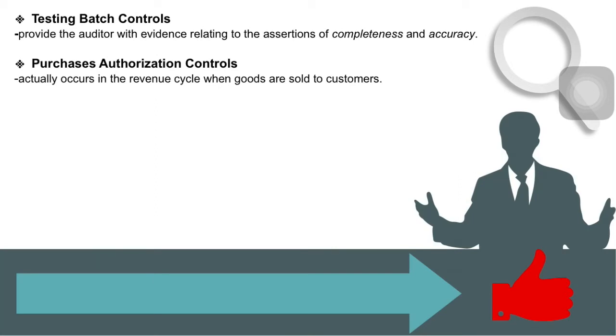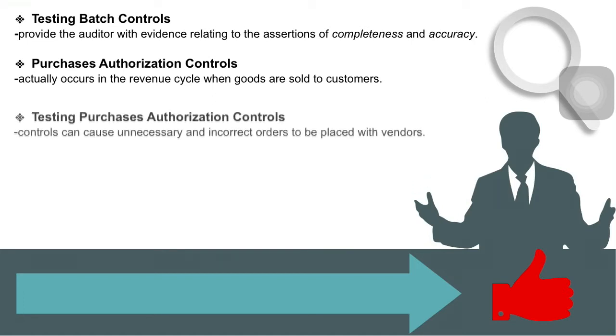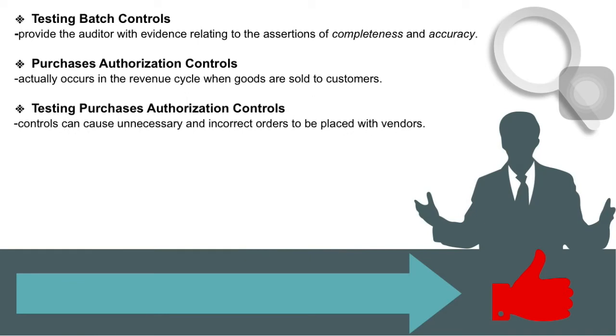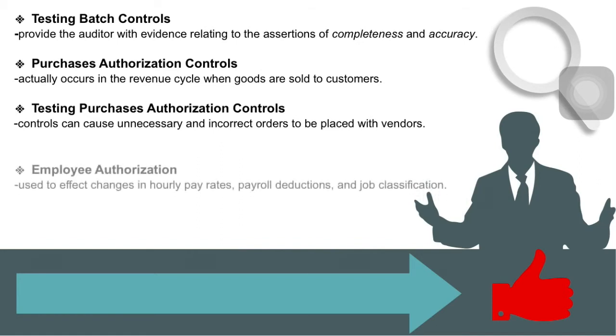Purchases authorization controls. Purchases authorization actually occurs in the revenue cycle when goods are sold to customers. At that time, the system compares the quantity on hand with a reorder point to determine if the inventory needs to be reordered. Testing purchases authorization controls: weak controls can cause unnecessary and incorrect orders to be placed with vendors.